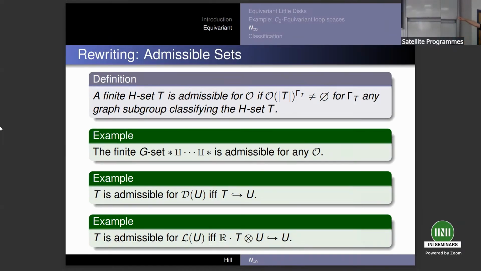So I ask that the fixed points for that subgroup be non-empty. In other words, be contractible. And that carves out for me a collection of finite H-sets for each subgroup. I'm asking for this property that the corresponding graph subgroup fixed points are non-empty.